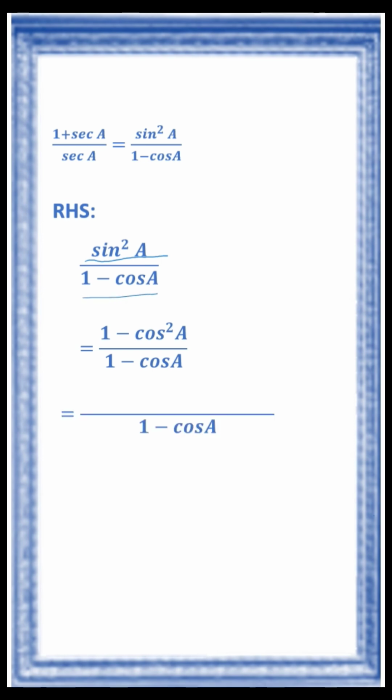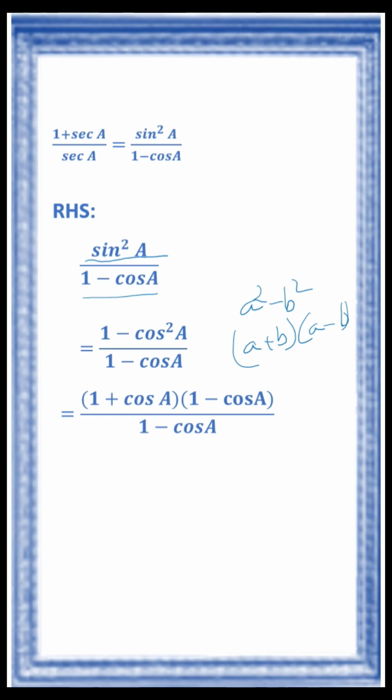Now in the numerator, what will you write? 1 plus cos A into 1 minus cos A, isn't it? Why? It is in the form of A square minus B square. By using this identity, A plus B into A minus B, we can write it as 1 plus cos A into 1 minus cos A. Here observe, this and this get cancelled. The answer is 1 plus cos A.